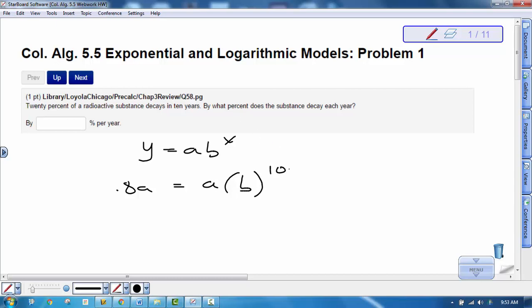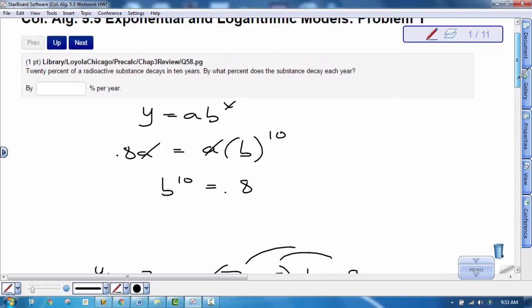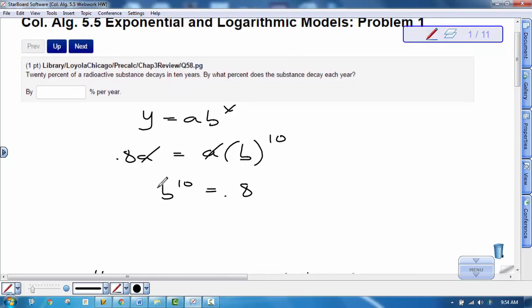And this happens after 10 years. So we're going to put 10 here. We're going to solve for b. These a's will cancel. And so we're solving this equation, b to the 10th equals 0.8. Let's change that into, well, we can take the log of both sides, basically. I usually do natural log because that is the shortest to write.